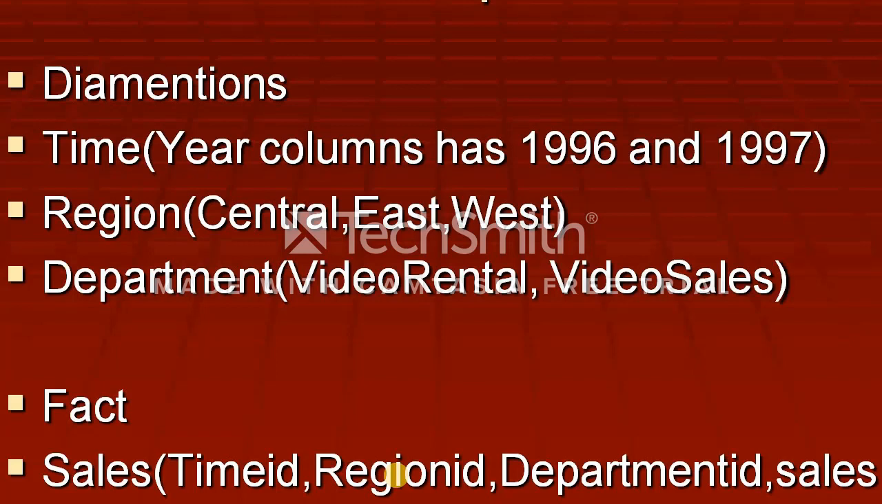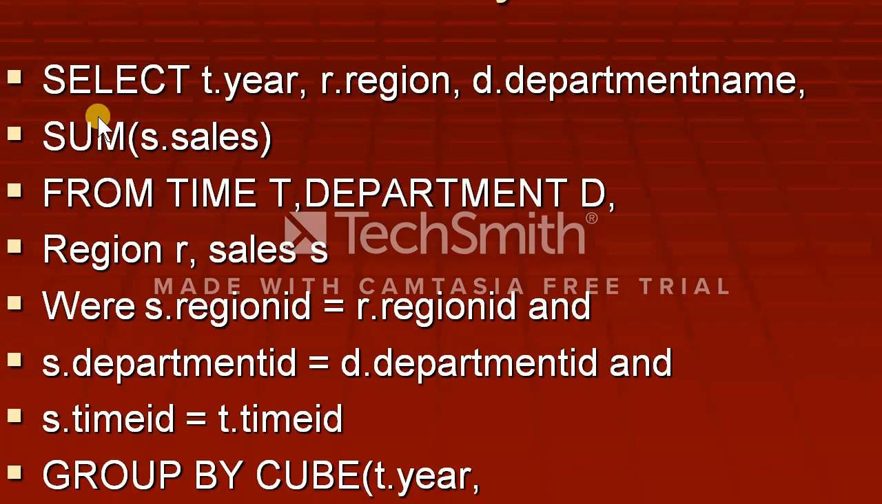Using these four tables, actually 3 dimensions and one fact table, we can calculate all the summaries based upon these dimensions using the cube clause. Now if we take a look at this query, what are we saying? Let's take a look at the from clause. In the from clause we are taking these 3 dimensions and the fact table to query. So time has an alias of T, department has an alias of D, region has an alias of R, and sales has an alias of S.